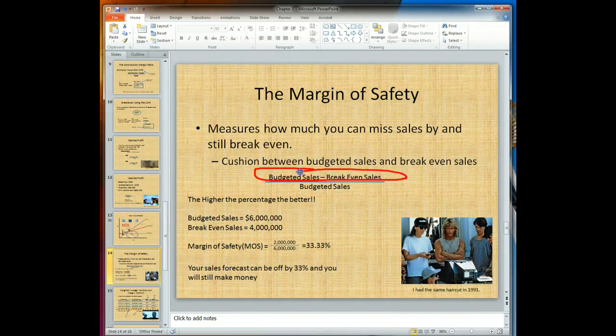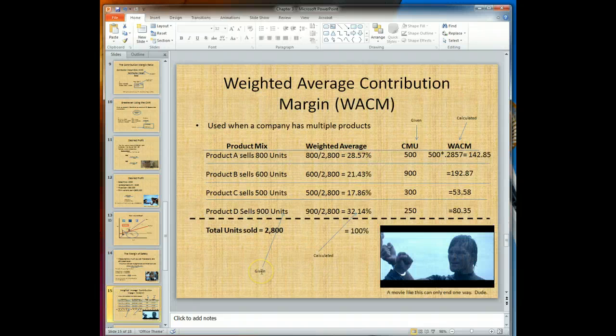The difference would be this right here. So you take the 2 million over the original 6 million, 33%. That tells you your sales forecast can be off by 33% and nothing to worry about. You're still making some money. Good place to be. If it was 3%, you'd worry about it.